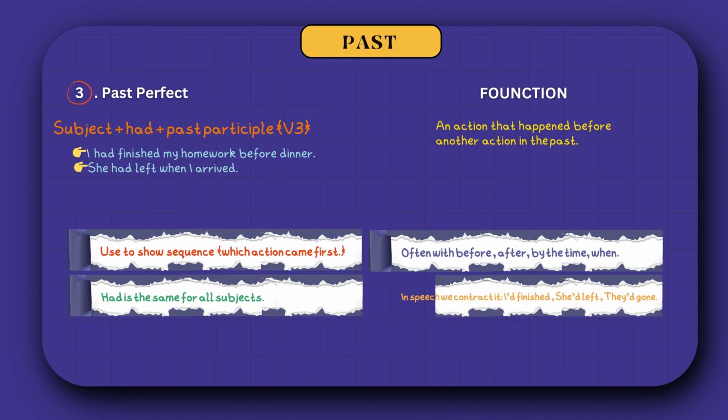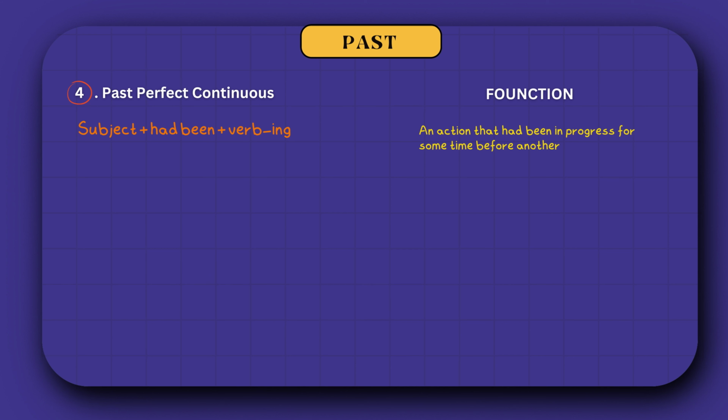4. Past perfect continuous. Structure: subject plus had been plus verb-ing. Function: an action that had been in progress for some time before another action in the past. Examples: I had been studying for 2 hours before you came. She had been working there for years before she moved.